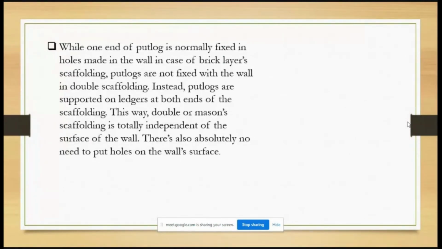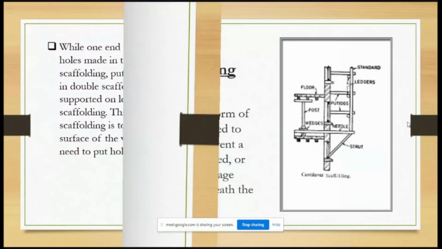While one end of the putlock is normally fixed in the holes made in the wall in the case of bricklayer scaffolding, the putlocks are not fixed in the wall in double scaffolding. Instead, putlocks are supported on ledgers at both ends of the scaffolding. This way, double or mason scaffolding is totally independent of the surface of the wall. There's also absolutely no need to put holes on the wall surface.